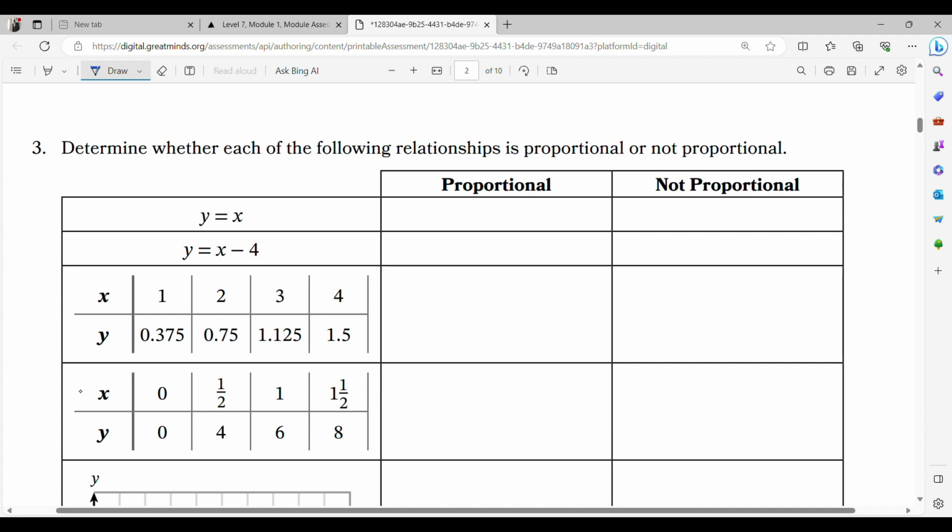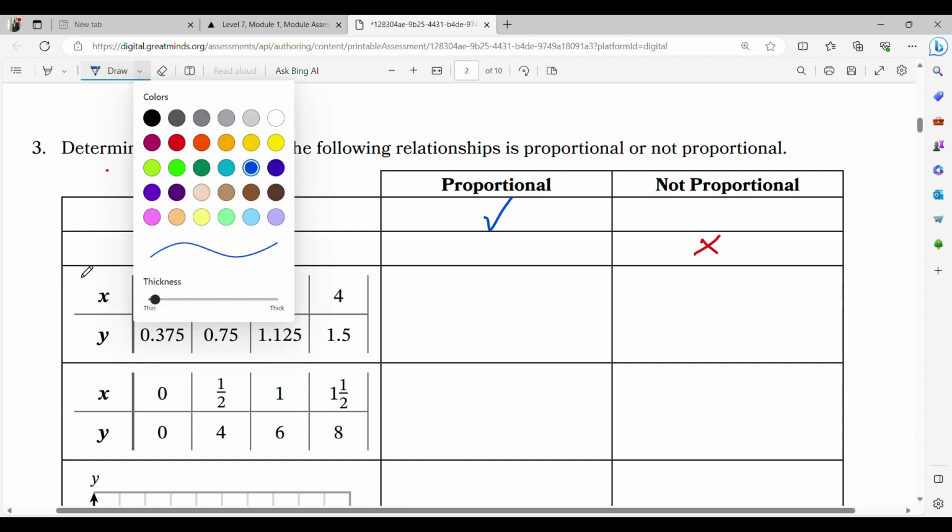Alright, determine whether each of the following relationships is proportional or not. Y equals X. That means our rate is 1. Yes, it's proportional. Y equals X minus 4. That is not proportional because this becomes a constant, gets in our way, changes X up a little bit. So no, not proportional. I don't like it. Get it up out of here.